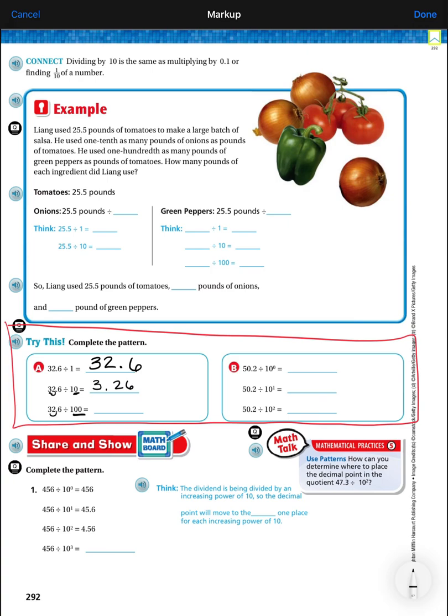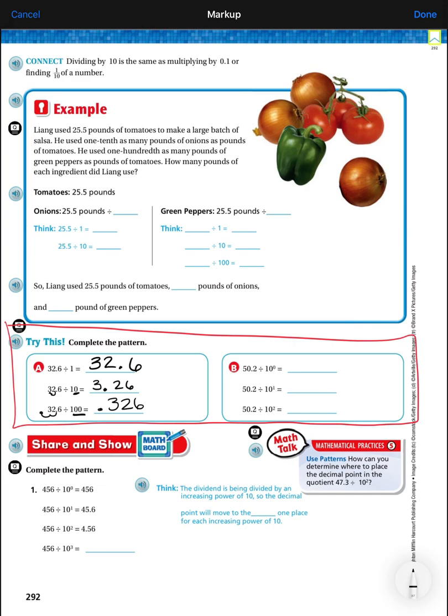32.6 divided by 100, I have 2 zeros now. I'm going to move my decimal point 1, 2 places, so I now have 0.326. So those zeros decide how many places we move our decimal point.